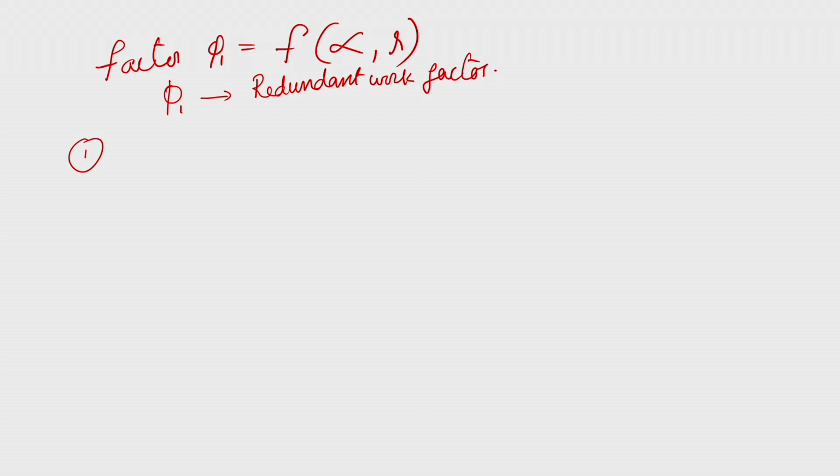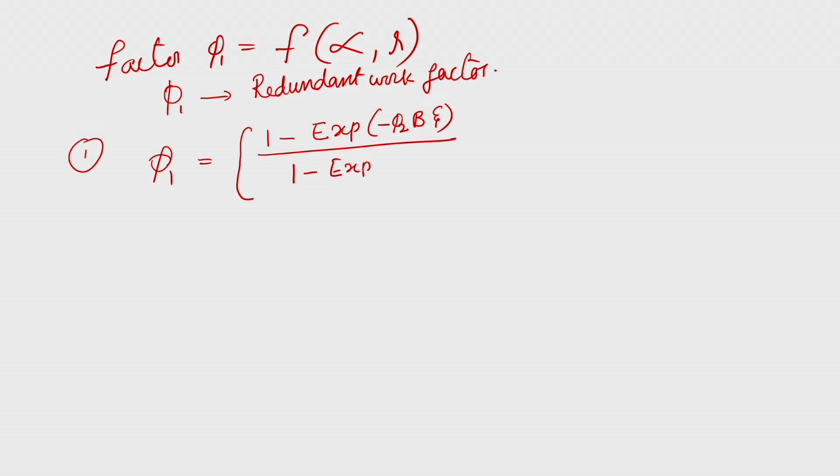Okay. One is we can find out the redundant work factor, that is phi. People have carried out experiments and arrived at this relationship: 1 minus phi 1 is equal to 1 minus exponential of minus phi 2 b epsilon divided by 1 minus exponential of minus b epsilon, into phi 2 to the power n. I will come to what phi 2 is.